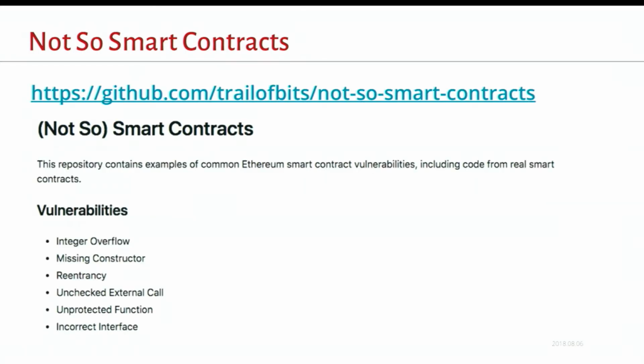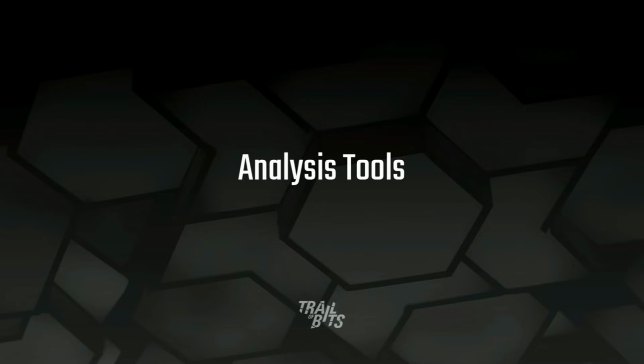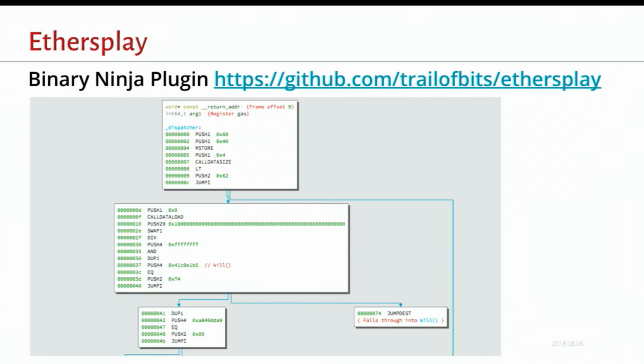For more examples, we have a repository on GitHub called Not So Smart Contracts. They have concise examples and triggers for many kinds of vulnerabilities. So now, giving you a little taste of what can go wrong in a contract, I'd like to show some tools that can help discover issues and understand them better.